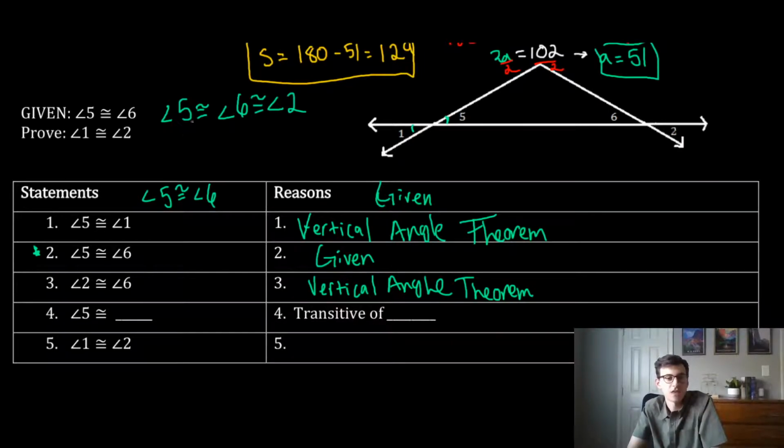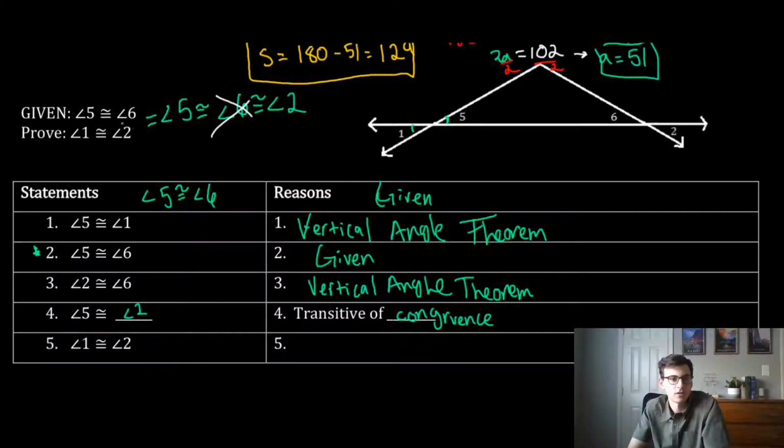So I could say this, right? Angle 5 is congruent to angle 6, which is congruent to angle 2. So by the transitive property of equality, I can say that angle 5 is congruent to angle 2. And sorry, I said equality, I meant, I'm just going to write it because that's kind of small, congruence. Transitive property of congruence.